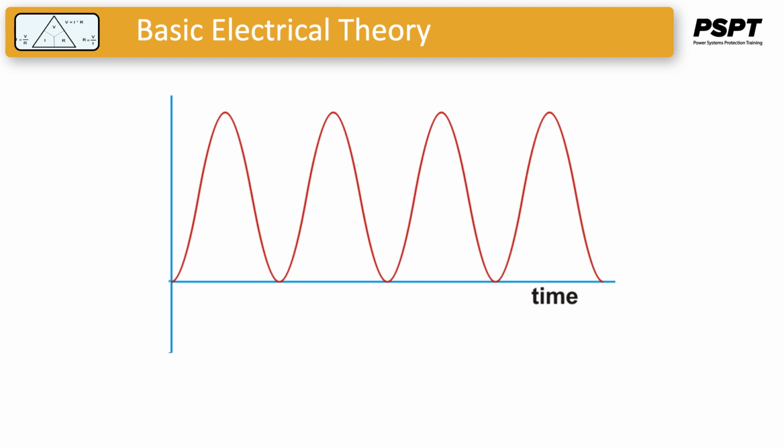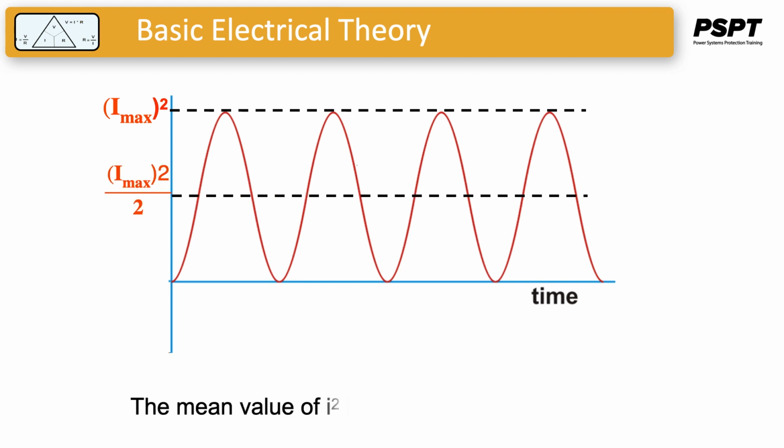The peak or maximum value of I squared is shown here and labeled I squared max. The mean or average value of I squared is I squared max divided by 2. So the average value of power, and we'll call it P subscript AV, is equal to I max squared over 2 times R subscript L.